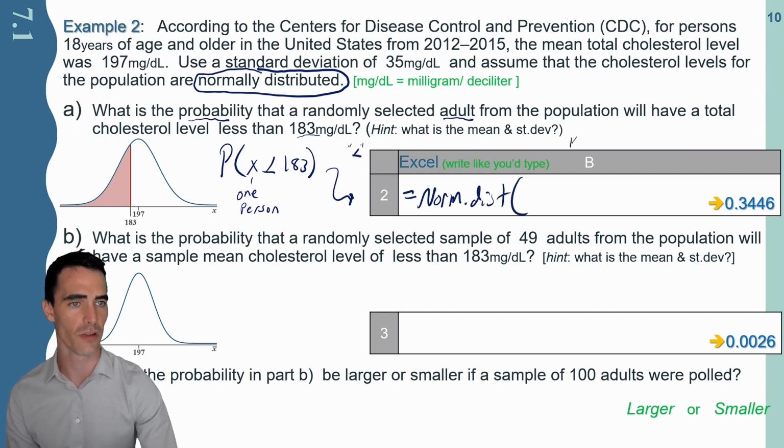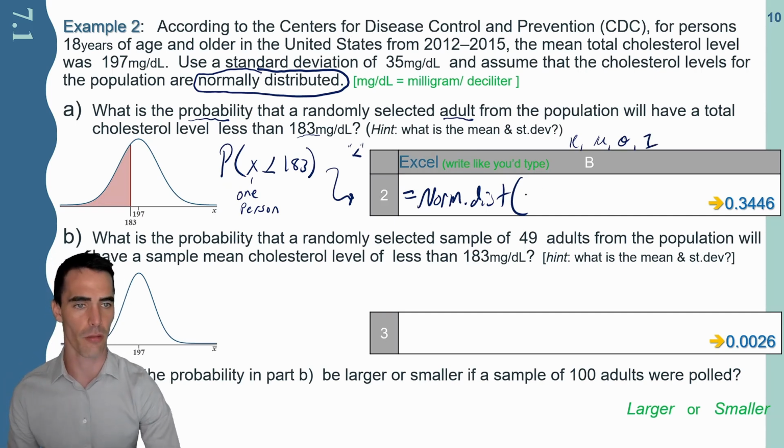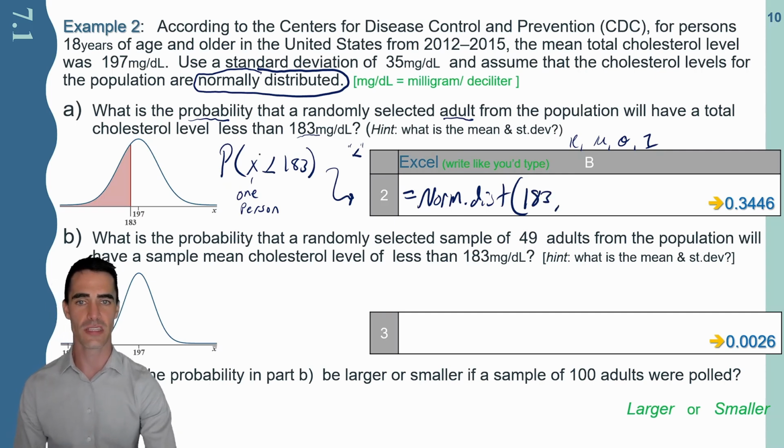Those 4 inputs for us are K, we need a mean, a standard deviation, and 1. K is the value we're switching on. Fortunately, we have our probability written appropriately. It should be 183. The mean, notice it's the mean of X. How is X distributed? Well, that's a regular mean. I can go up top and see it says the mean total cholesterol level is 197. So I'll write 197 for the mean.